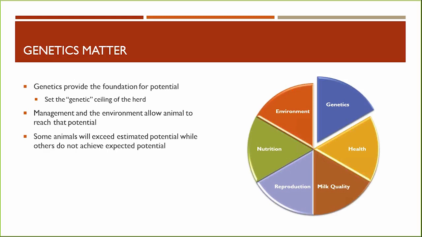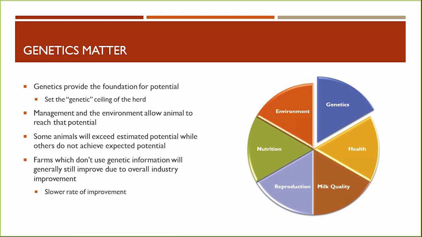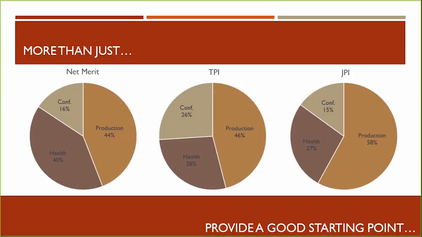So I talked about all of these big performance indexes that are generated. We have net merit, TPI, JPI. They are a great starting point. If you select animals based on these, what you should be doing is improving your animals on production, health, and conformation, all of those things at a single time. But what I would suggest, if you really want to see the benefit and faster improvements, is to use this as a starting point, not as the start and end point.